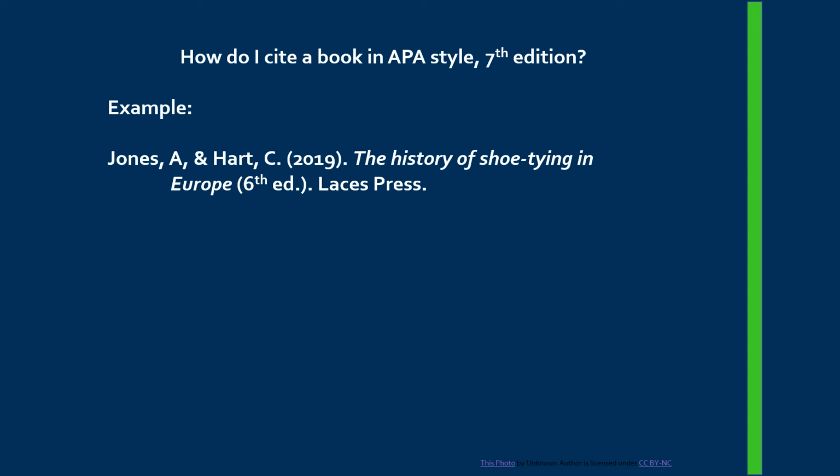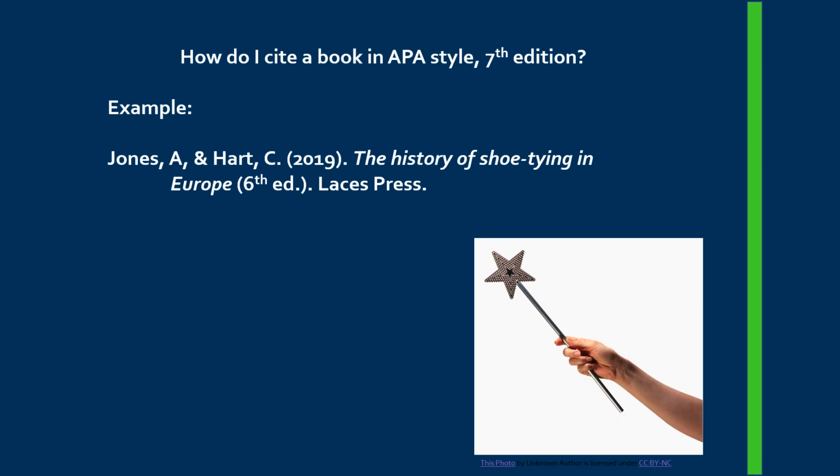In this example, we have a book with an edition number. If you have books with editions or volume numbers, these go in parenthetical clauses after the book title, as we show here. Finally, we have our publisher. And voila! It's magic! Now you know how to cite a book in APA style 7th edition.